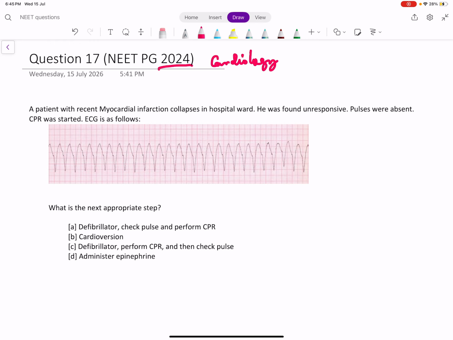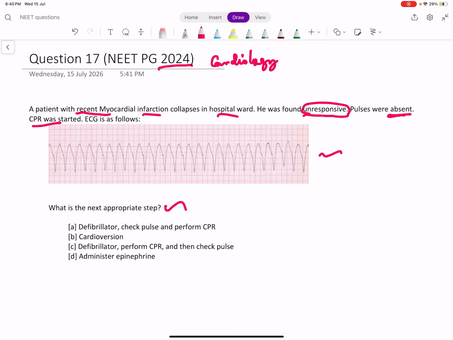A patient with recent myocardial infarction collapses in the hospital ward. He was found unresponsive. Pulses were absent. CPR was started. ECG is as follows. What is the next appropriate step? So we have to diagnose this ECG and tell what is the next step of management.